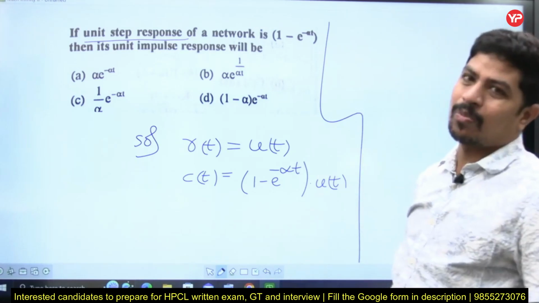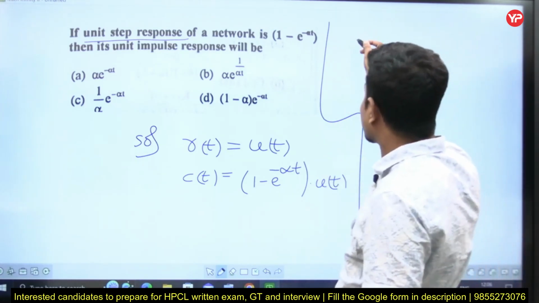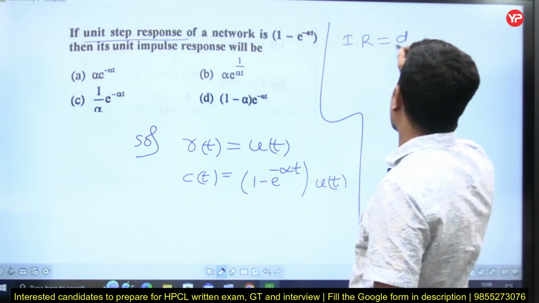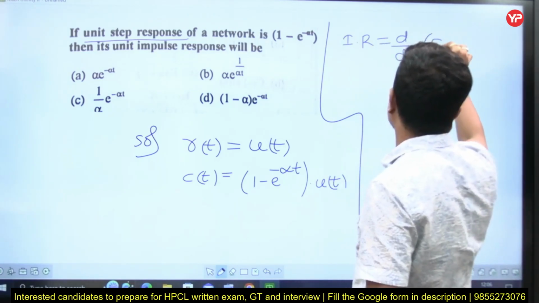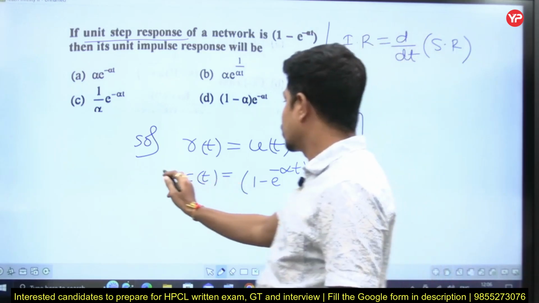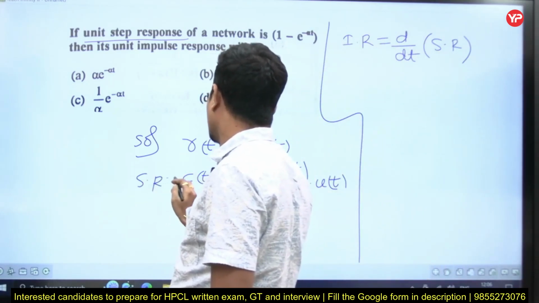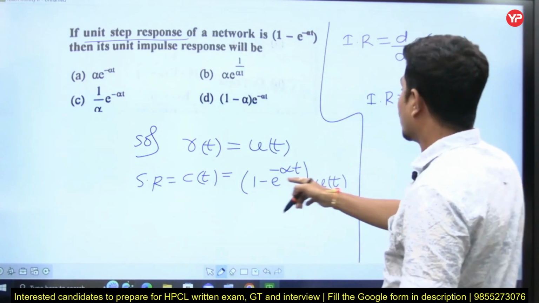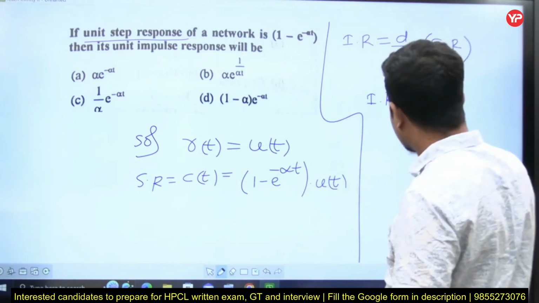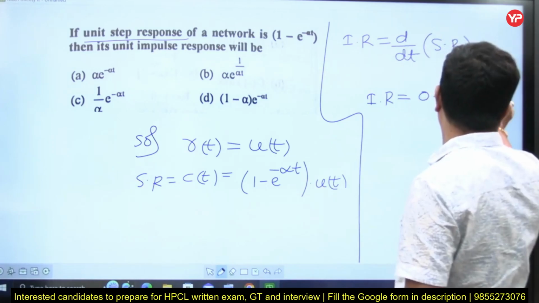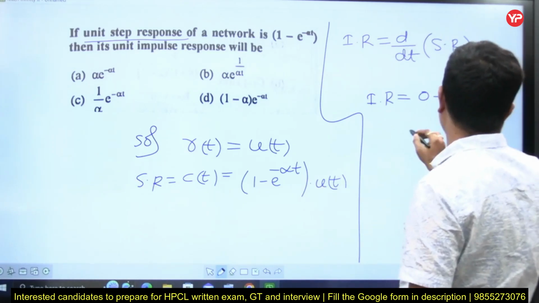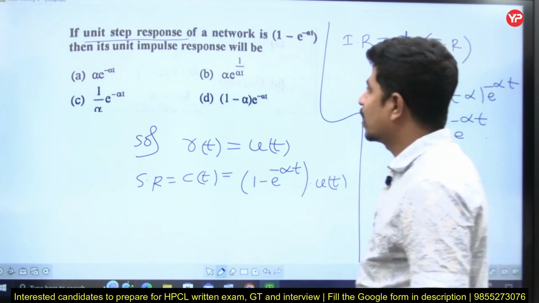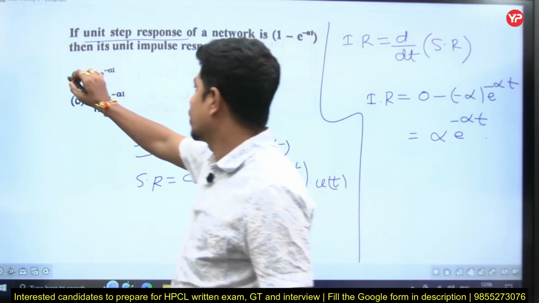Now what is asked? What is the impulse response? There are two ways. Impulse response is equal to the derivative of the step response. So this is the step response. The derivative of 1 is 0, minus of minus alpha into e power minus alpha t, which is equal to alpha into e power minus alpha t. That is one answer, choice A.